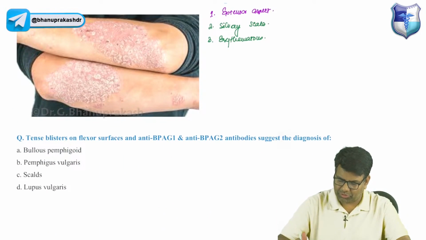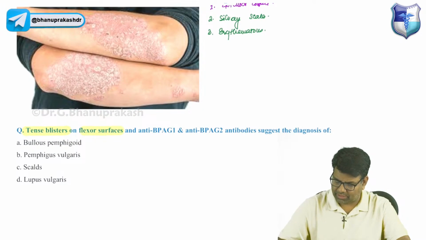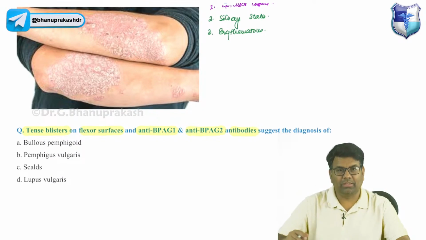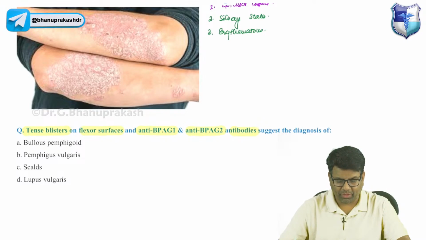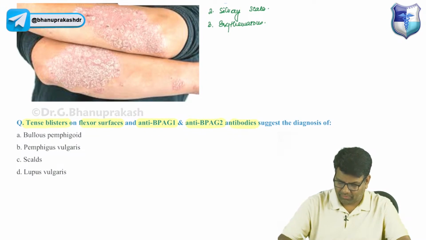Then coming to the next question: tense blisters on flexor surfaces with anti-BPAG1 and anti-BPAG2 antibodies. This suggests the diagnosis of? Very good, Raghu. Yes, Neha, Priyanka. Fine. This is bullous pemphigoid. Now, for bullous pemphigoid, you have to remember a few words. Again, the classical and most important word is tense bulla. Always remember tense bulla.